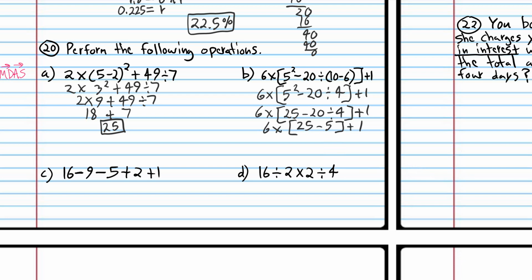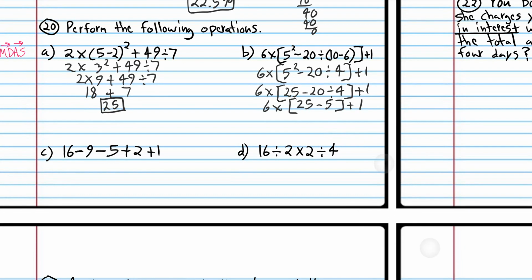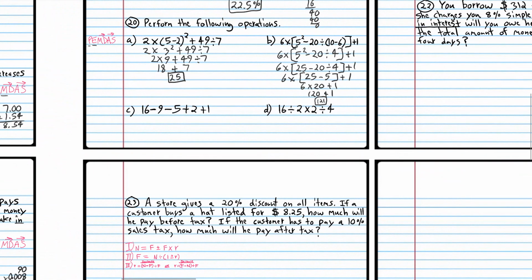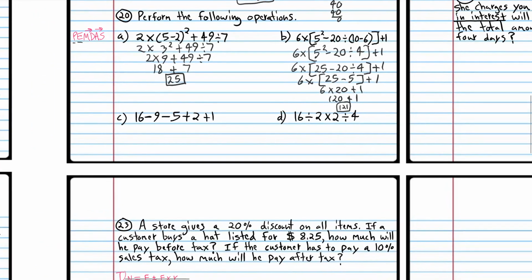So now we're still doing the brackets, so 25 minus 5 is 20, and now we can finally get rid of those brackets. Don't rush to the end. We still have to follow order of operations. You multiply first to get 120, and then you add the 1 to get 121. So if you got 121, good job. If you didn't, that's okay. Just go back and figure out what you did wrong.